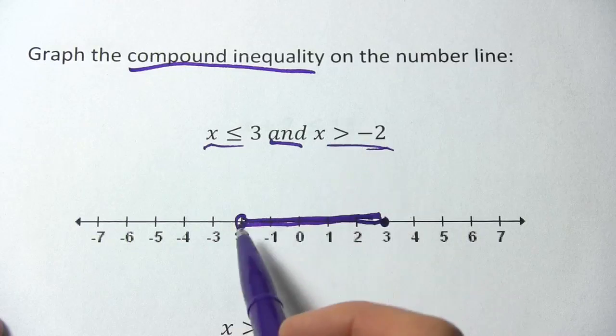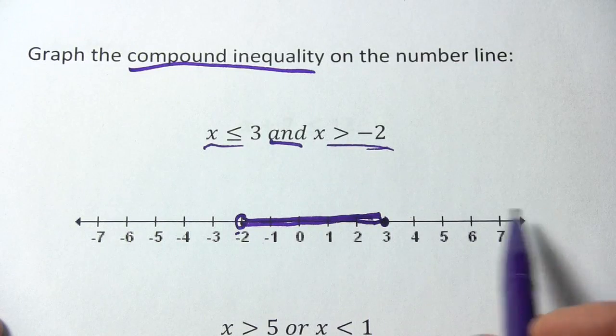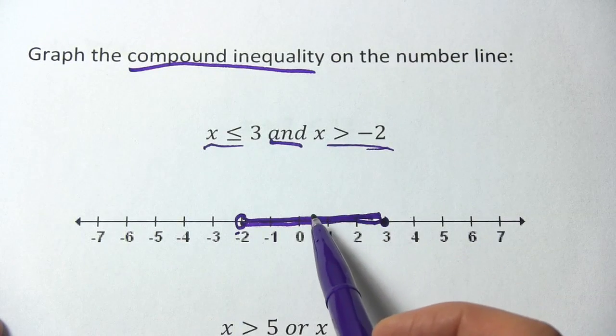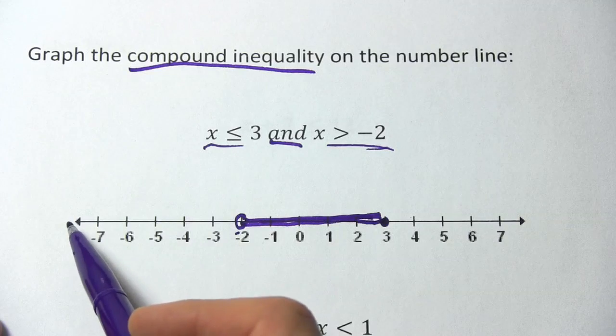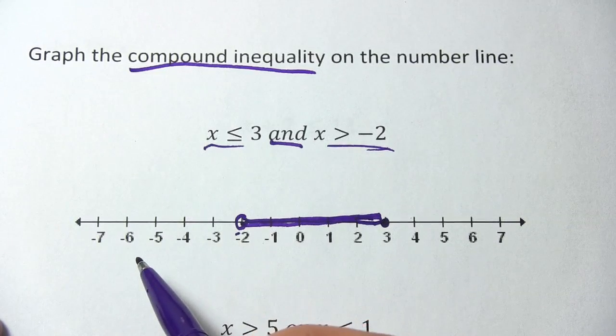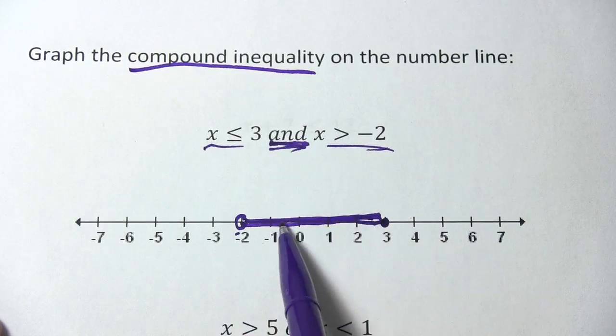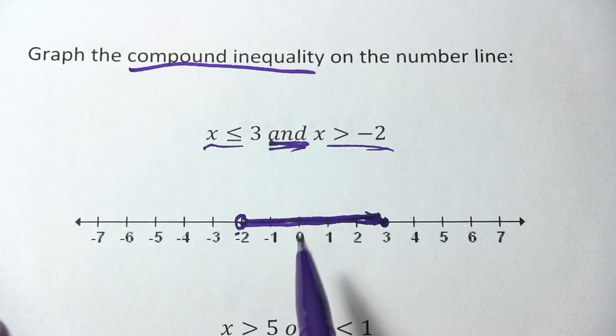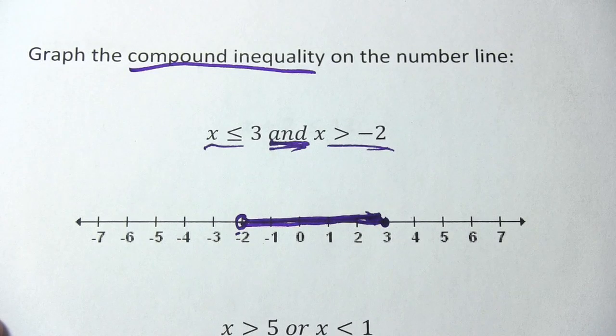You know, this one, x is greater than -2, would continue off in this direction, and x is less than or equal to 3 would continue off in this direction. But we don't show that on the graph because of the and. We only want where they are both true, which is where they overlap.